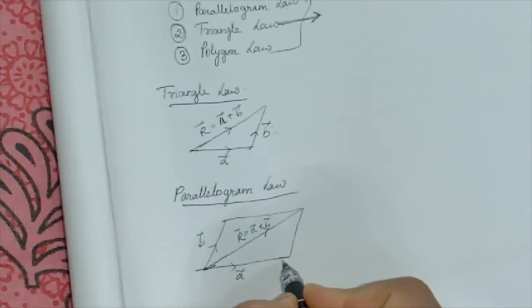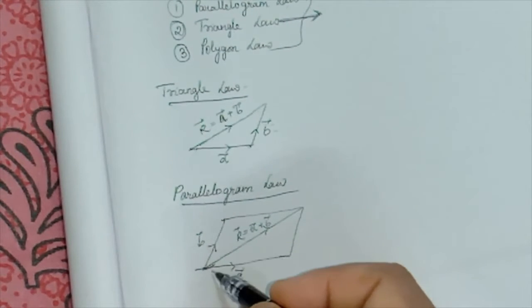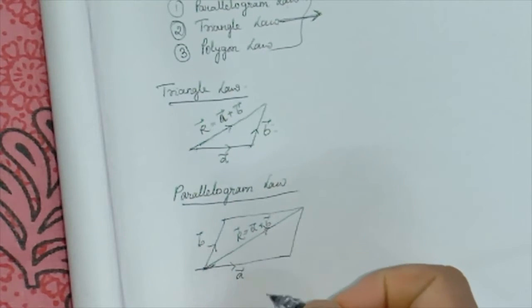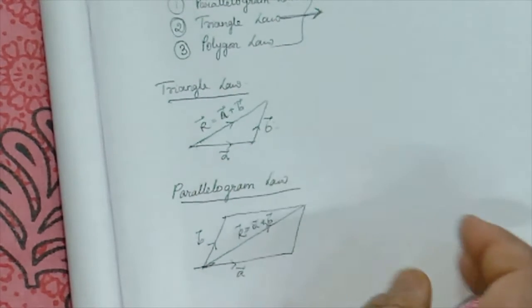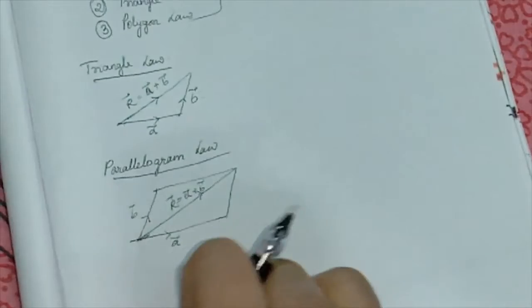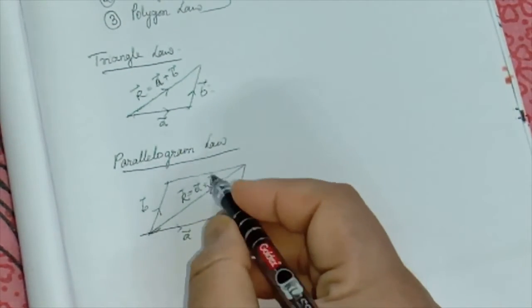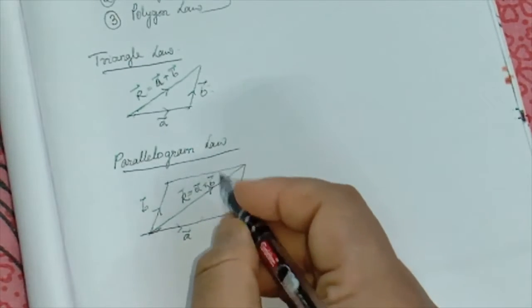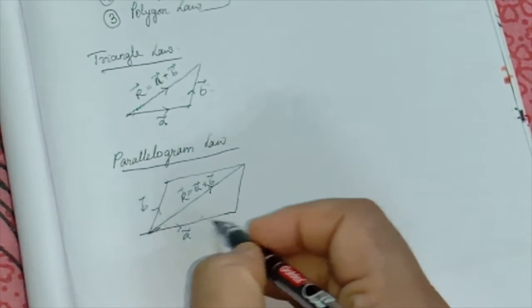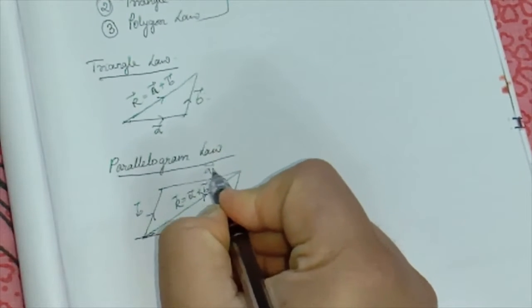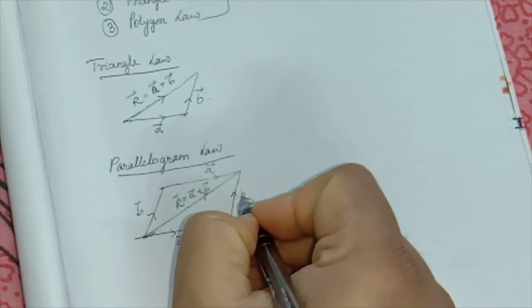If this side represents A vector, this side represents B vector, then R will represent the resultant of A vector and B vector. Now this law also comes from the triangle law. How? I will show you. For a parallelogram, the opposite sides are parallel. So if this is A vector, then this is also A vector. If this is B vector, this is also B vector.